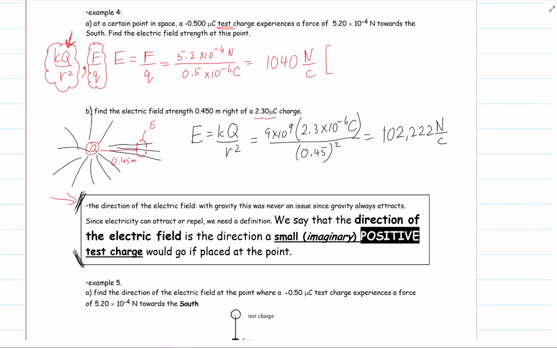We took a look at the charges, plural, and then said, okay, opposites attract. So we now know the direction, because if one was positive and one was negative, we could do it. Well, we now have another rule for E fields. The direction of the E field, with gravity, was never an issue because gravity always attracts. But since electricity can repel or attract, we need a definition.